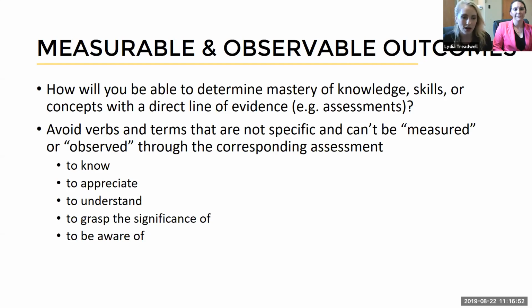As you're writing that outcome, you want to avoid verbs and terms that are not specific and can't be measured or observed through a corresponding assessment. We call these soft verbs or not measurable verbs. And these are verbs like to know, to appreciate, to understand, grasp the significance of. And I have to admit that when I taught my first course, I had a lot of to understands contained in my objectives. And it's because, oh yeah, no, I want them to be able to understand this. But you have to ask yourself, how will you know that they understand it? How will, say one student, we see the different spectrum of students.